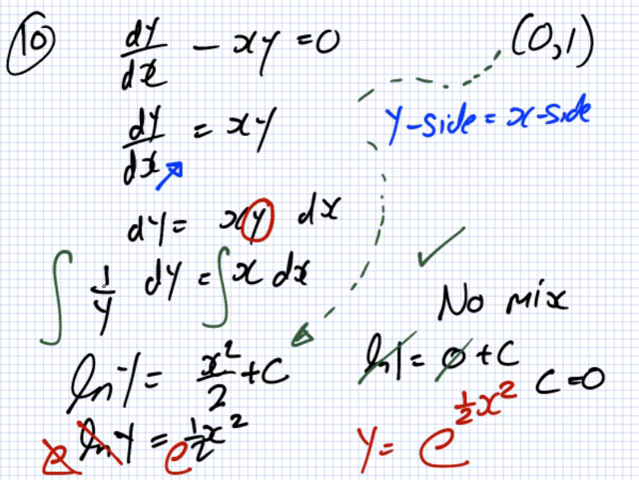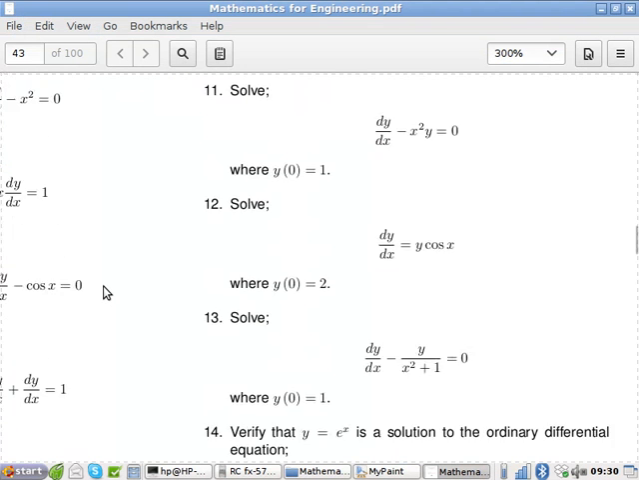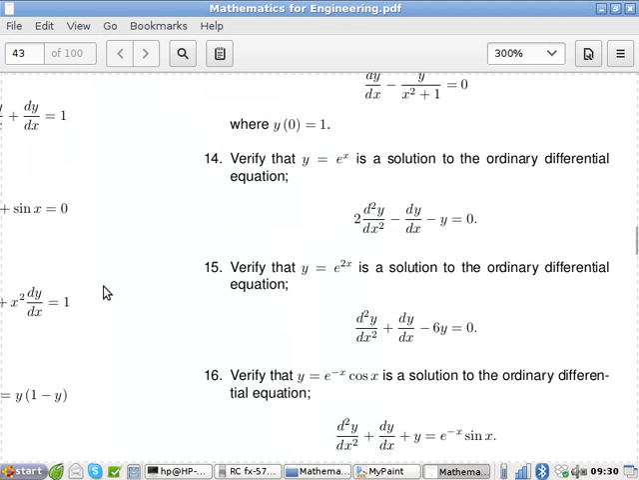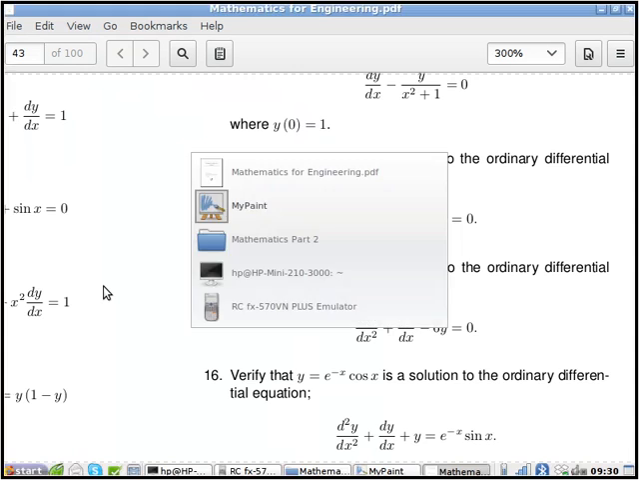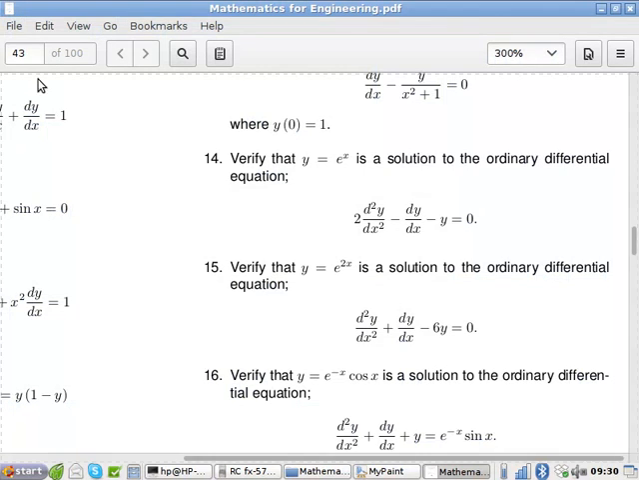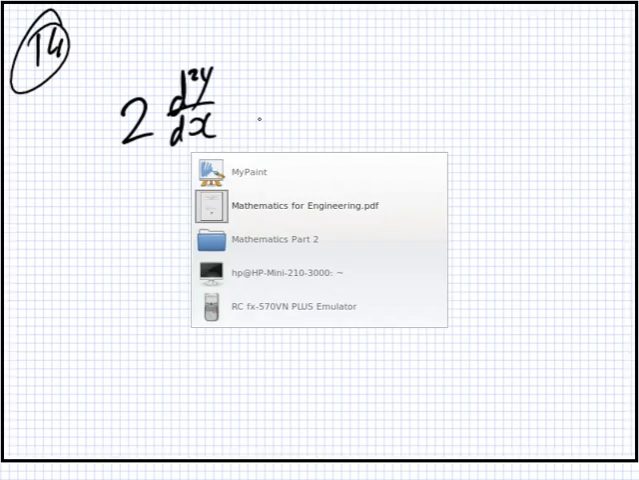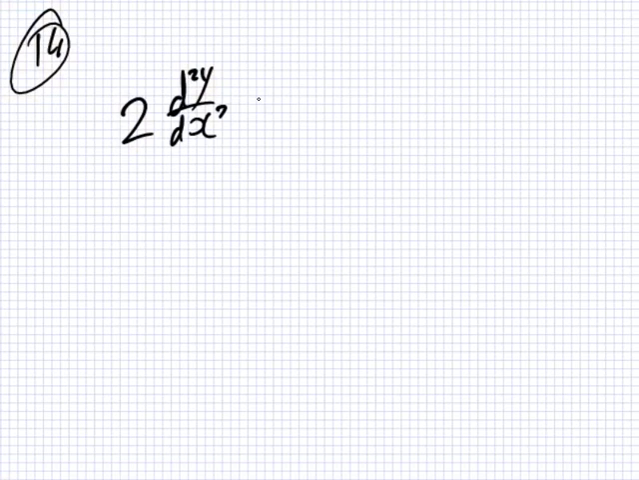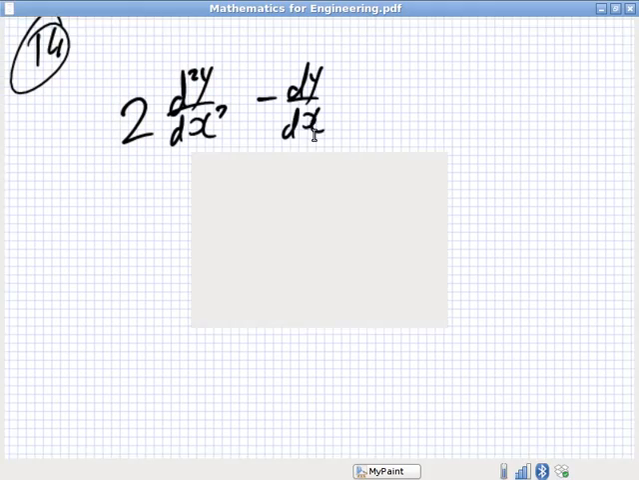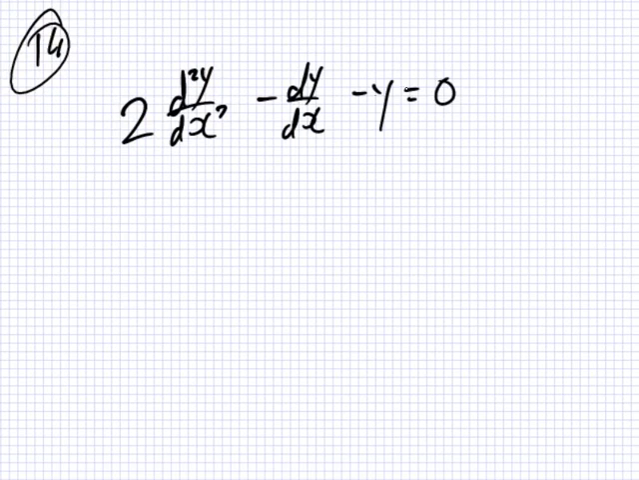You have this one, Sharif? Yeah. Okay, let's have a look at one more, and then I'll let you try some. Number 14 here. Second derivative minus first derivative minus y equals 0.